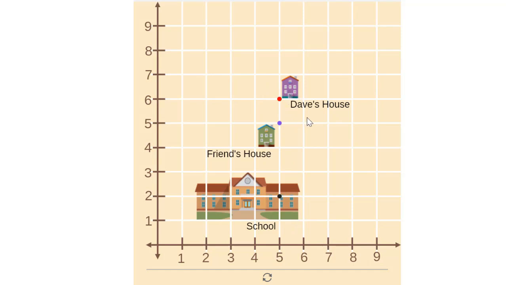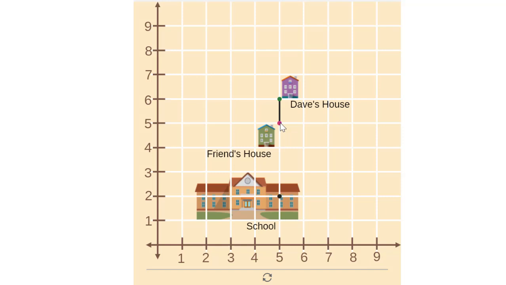So here we have Dave's house here, and he is at ordered pair 5, 6. Now he's going to ride his bike down to his friend's house, the purple dot here, who lives at 5, 5. What's the distance between Dave's house and the friend's house? Let's see, we can move Dave, the red dot. He's going on down here. So he went a total of 1 square. So the distance between 5, 6 and 5, 5 is 1.